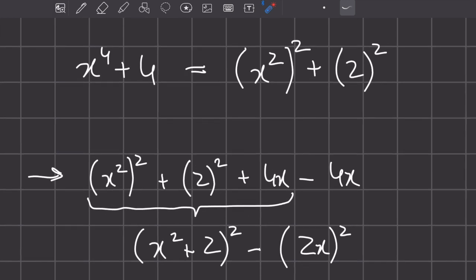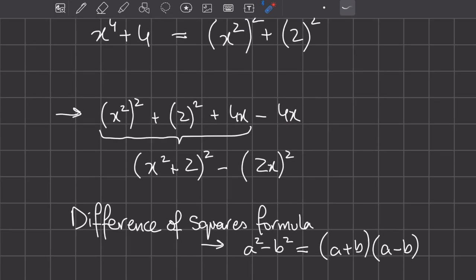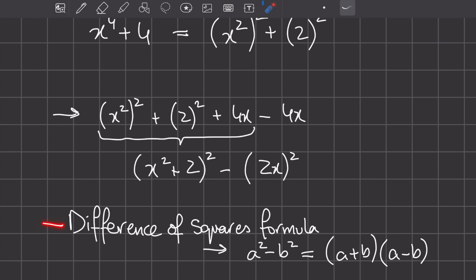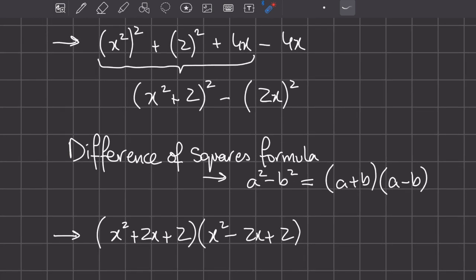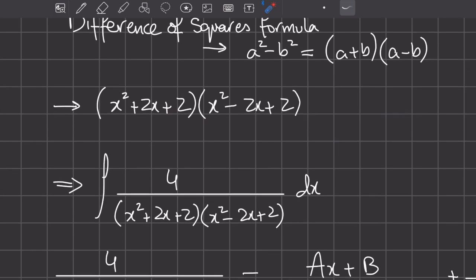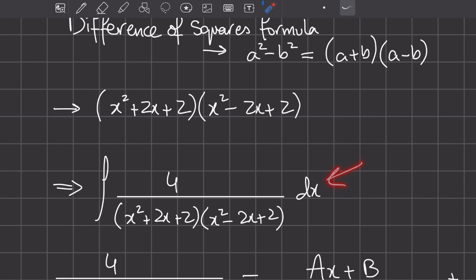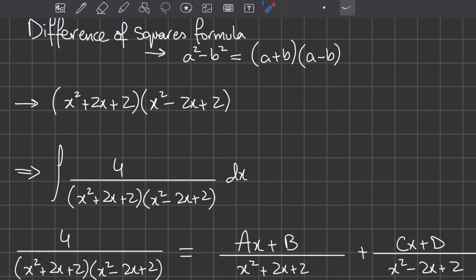Now we can write the first three terms as x squared plus 2 whole squared, and what's left is minus 2x squared. In fact, we can further factorize this using the difference of squares formula. It becomes x squared plus 2x plus 2 times x squared minus 2x plus 2. We can put this back into the question. That's amazing! And now we can do partial fraction decomposition.